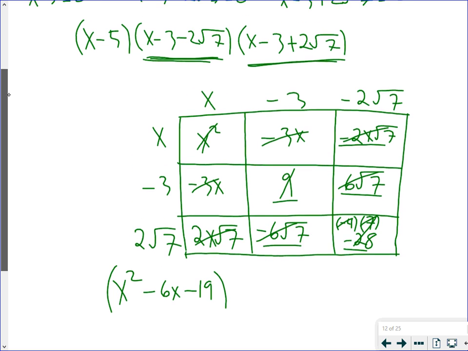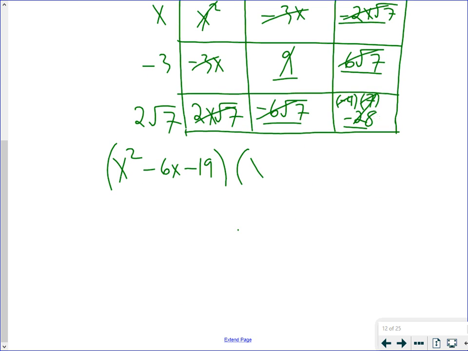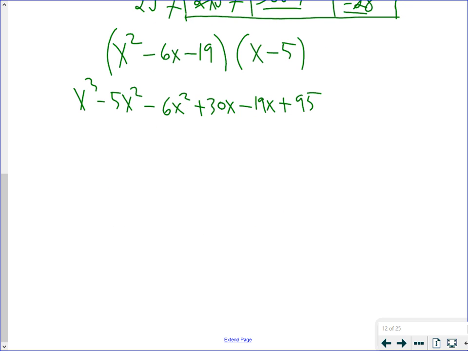And now I have to multiply that with my 0 I have up here, which is x minus 5. Okay? So now I'm going to multiply x squared minus 6x minus 19 with x minus 5. So x squared times x is x cubed, then minus 5x squared minus 6x squared plus 30x minus 19x, and finally plus 95. All I need to do now is add like terms.